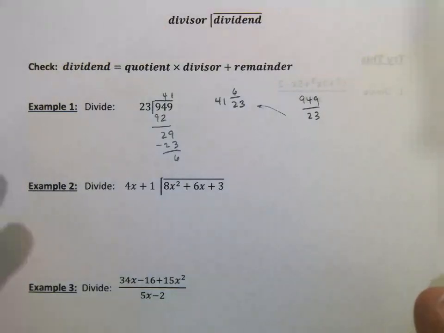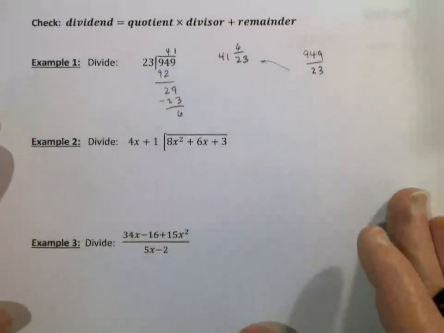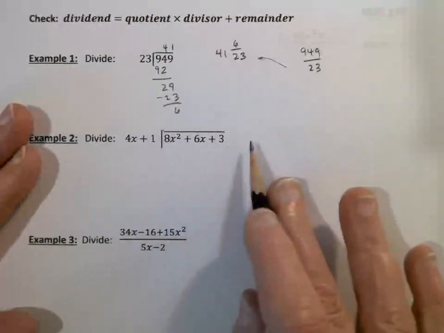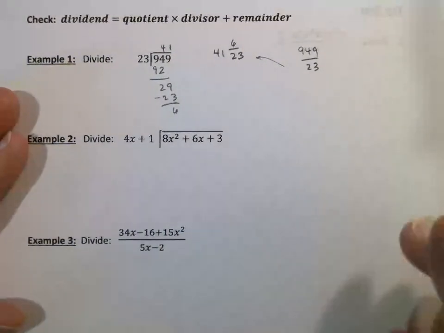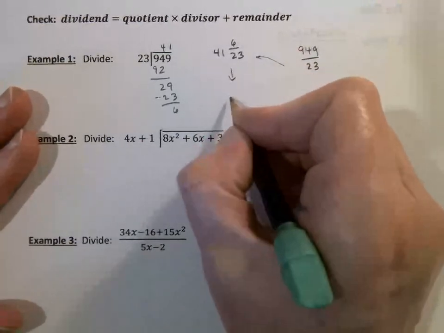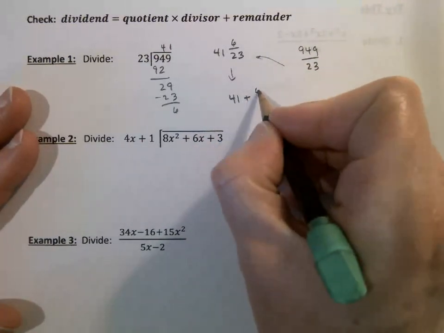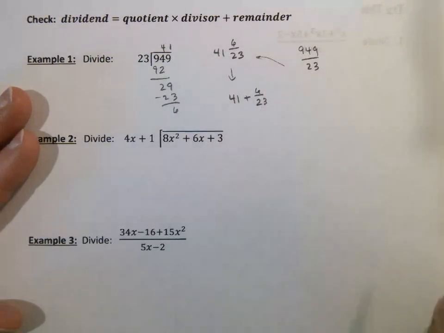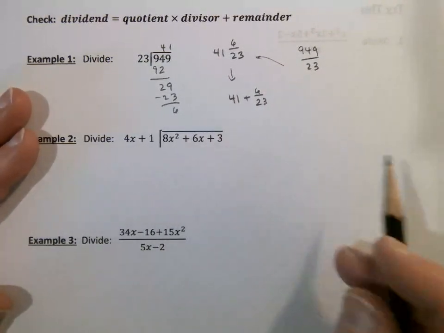That's the same thing we're doing with our polynomials. We're dividing, and then anything we get as a remainder, we just write as a fraction. And this is the same as 41 plus 6 over 23. We just don't put the plus sign. For the polynomial division, we will.